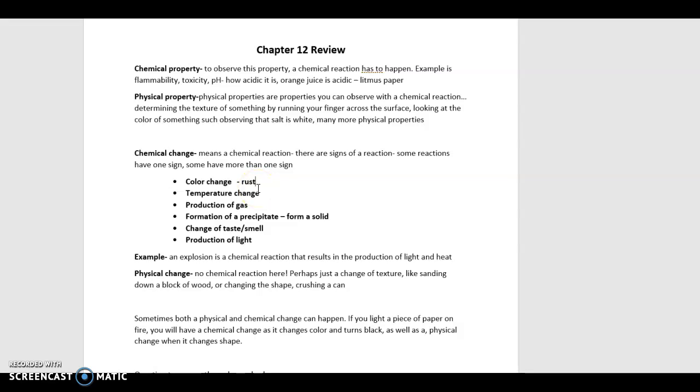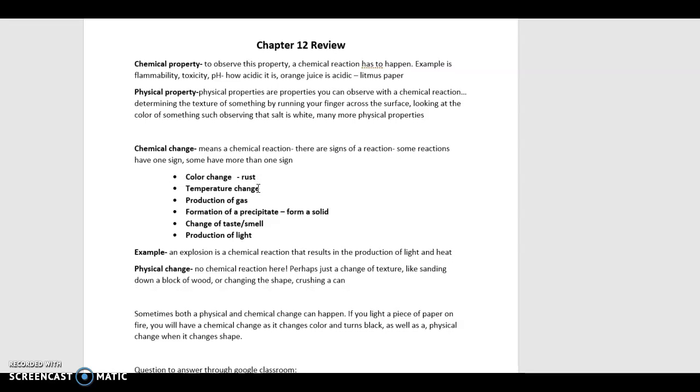So if you have a color change and it doesn't really make sense, probably a chemical reaction. So rust, burning something, white paper turns black. Anything that you burn will turn black. That is a color change. A chemical change, meaning a chemical reaction.